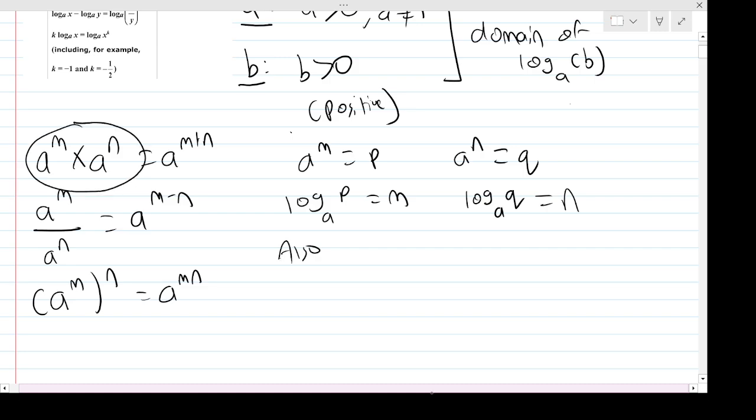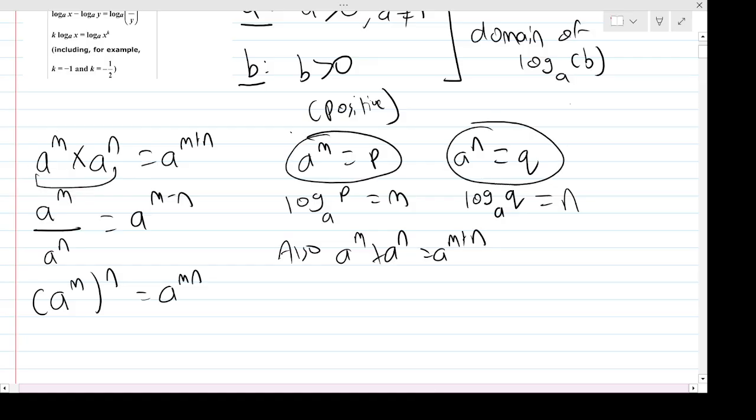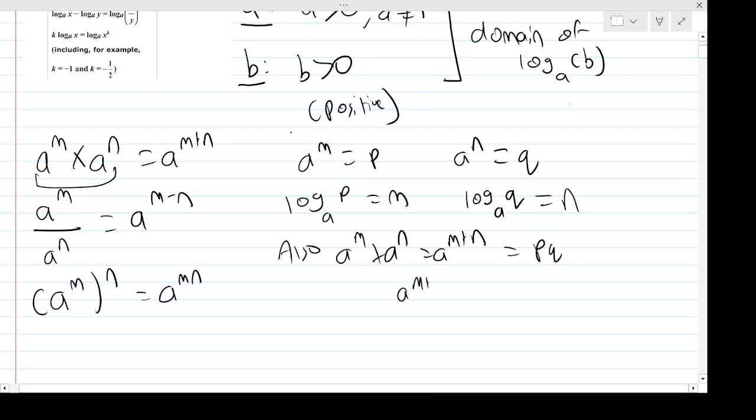We also know that if we multiply them together, a to the m times a to the n, we get a to the m add n. But remember a to the m is p and a to the n is q. What we're saying is that a to the m add n is pq, p multiplied by q, because that's a to the m, which is p, multiplied by a to the n, which is q. So hopefully you can see that.